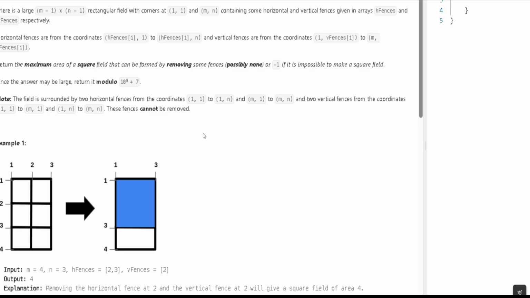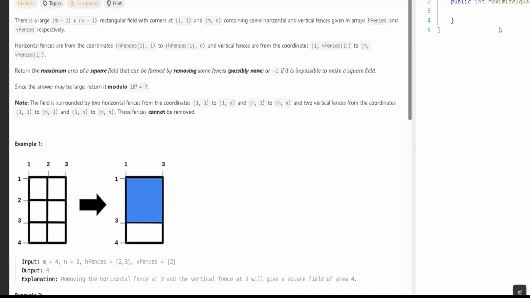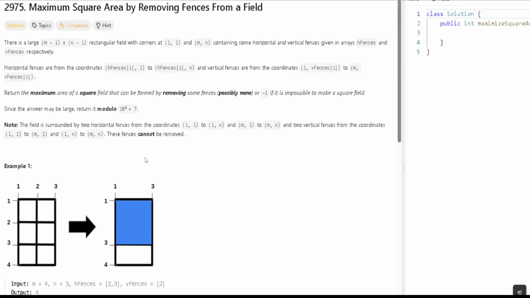So let's try to understand first. Let me zoom out. So pause this video and try to understand what we have been given.